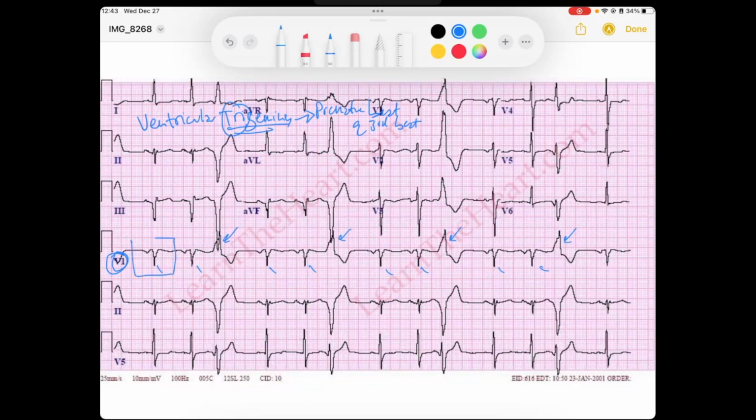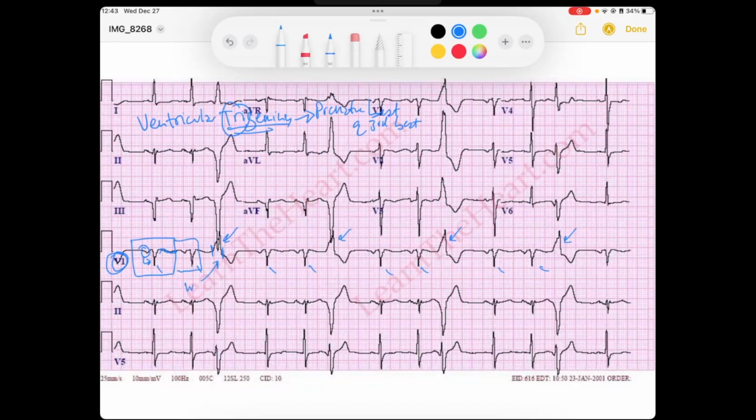We'll zoom in on this one. So we've got our P wave causing a narrow QRS. We've got our T wave. We see it occurs again here. And then we've got this wide QRS.